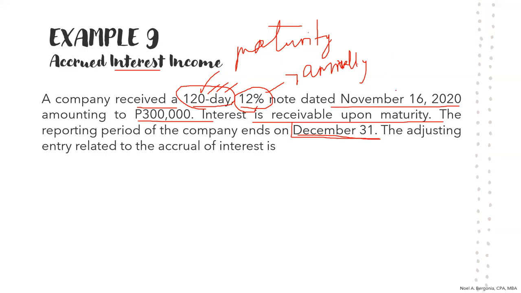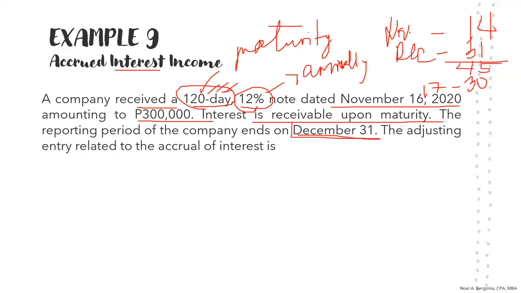Now, gaano katagal? As you can see here, it is days. From November 16, kailan ulit magsisimula yung counting? A day after, di ba? So we will start on November 17 up to November 30 lang yon. Ilang araw yan? 17, 18, 19, 20, so 4 days plus 10, edi 14 days in November yung nakalipas. And then for December, we have an actual number of days na 31. So all in all, tumakbo na yung interest natin ng 45 days. So meron na tayong na-earned na interest na 45 days.